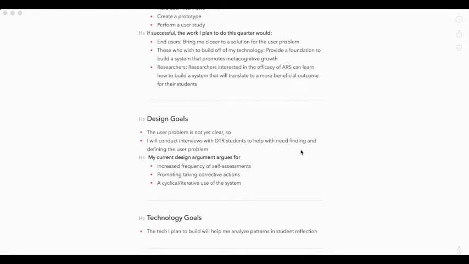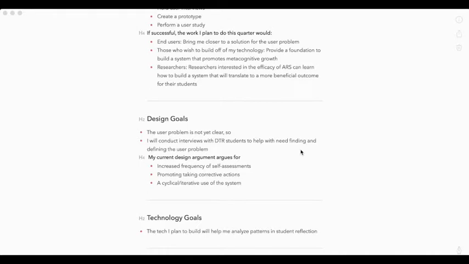My design goals for the quarter: because the user problem is not yet clear, I will conduct interviews with DTR students to help with need finding and defining the user problem. My current design argues for an increased frequency of self-assessments.